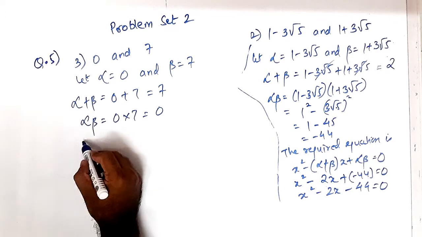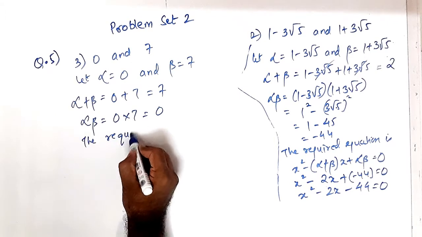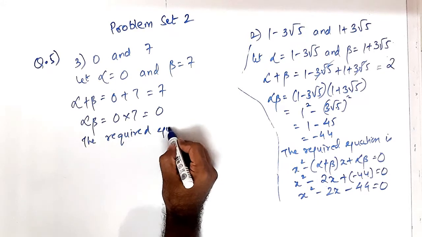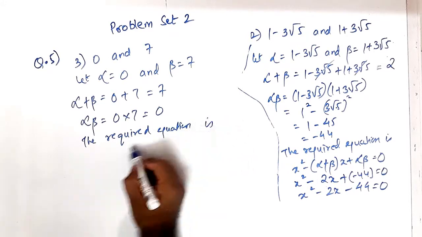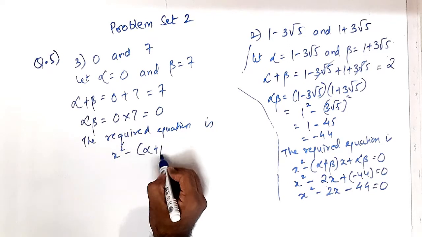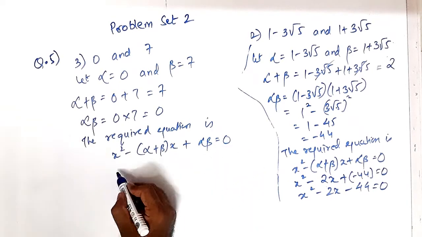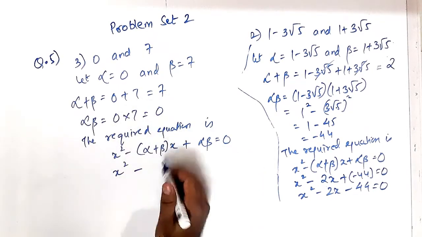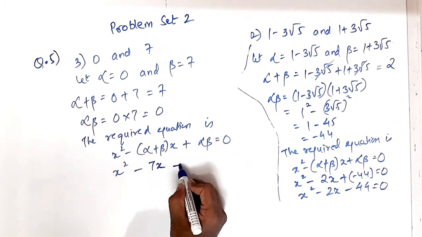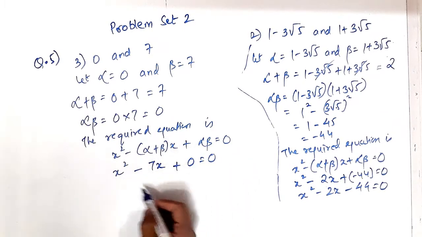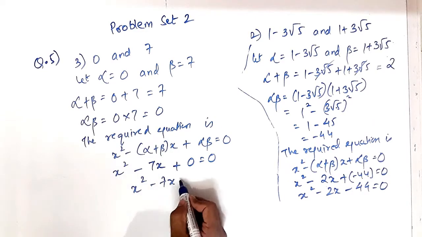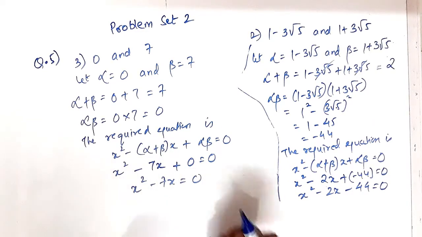So the required equation, what is the format of the equation? The required equation is x square minus the sum of the roots into x plus the product of the roots. So x square minus, the sum of the roots, alpha plus beta, is 7x, plus this 0, equals 0. To rewrite this, I'll not write c again because c is 0. So your answer is x square minus 7x equals 0.